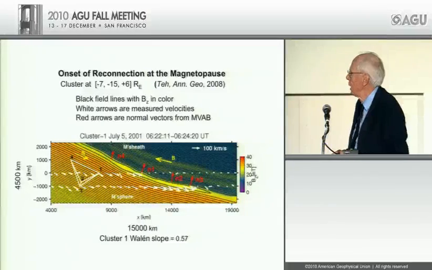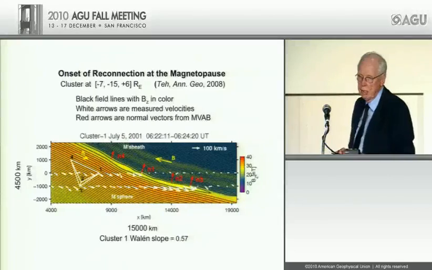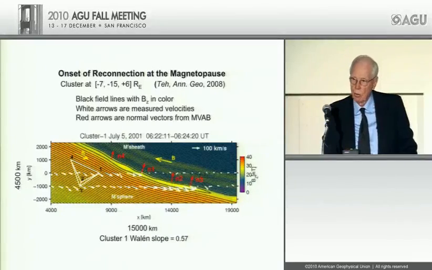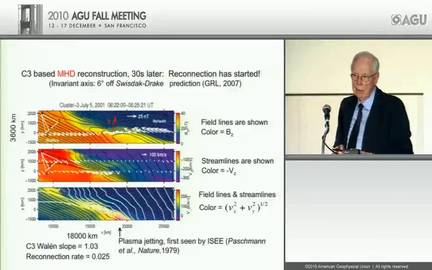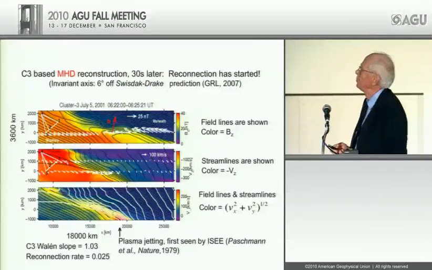The map, of course, predicts that spacecraft 3, which crosses some 30 seconds later, should see the same thing. But that ain't so. Instead, you see reconnection in full swing.